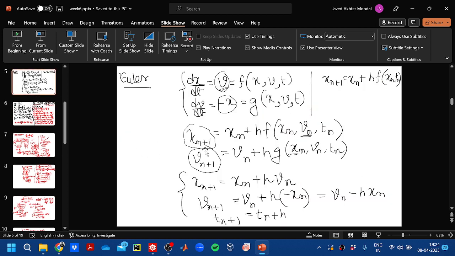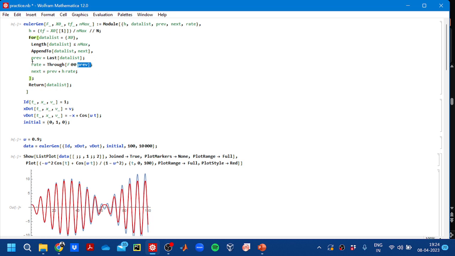Yeah. So here we can see this x_{n+1}, and this x_n is the value of the previous step, and we are evaluating the function at the previous points. That calculation we are doing through these commands, and after evaluating this, it will return the array. So is it okay?